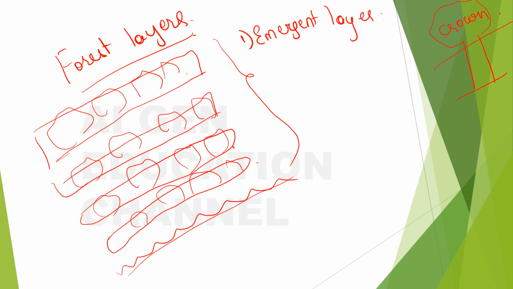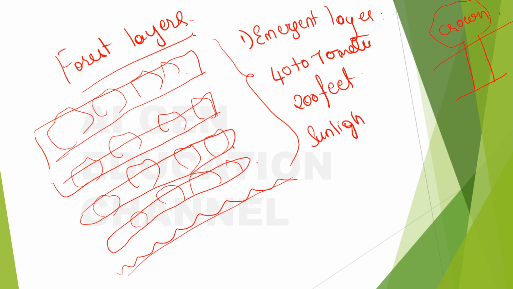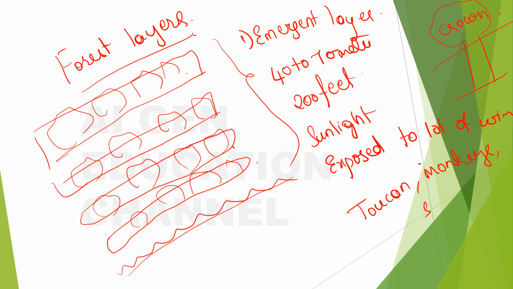Here the trees will be of height around 40 to 70 meters or around 200 feet. Okay, so here you can find the tallest trees, and as they are taller, they will get enough sunlight, and they also get exposed to a lot of wind, right? Exposed to a lot of wind. And you can find many animals in this layer, like toucans and monkeys, some types of snakes, butterflies, insects, and so on, right? So they will get enough sunlight here, and also these are exposed to a lot of wind. These 2 points are so important. Okay, so emergent layer, 40 to 70 meters, tallest of all the layers.